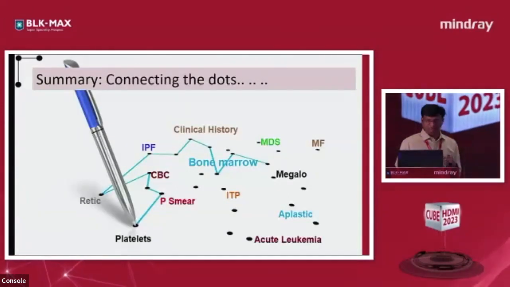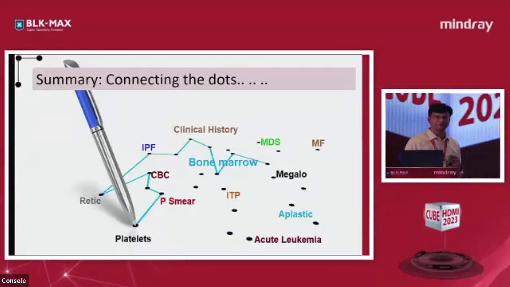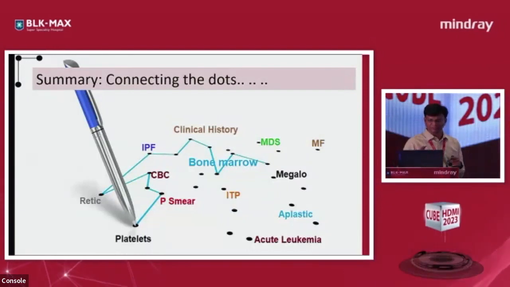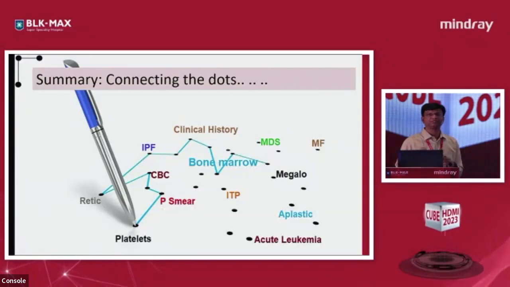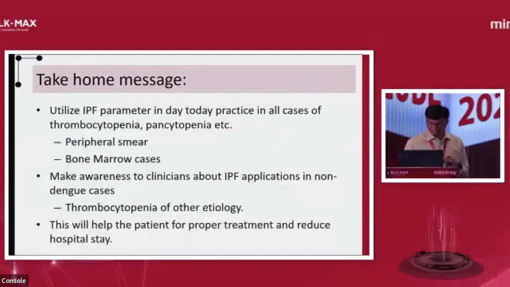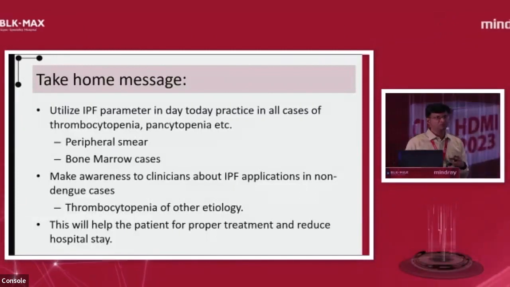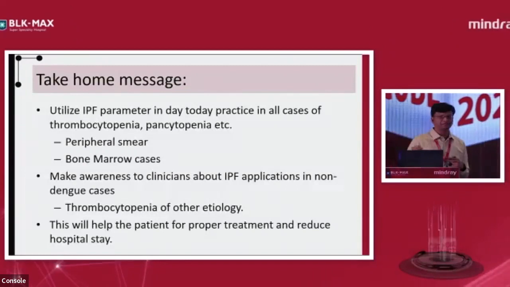And this is how we try to connect the dots. We have the data, we have a peripheral smear, we have a CBC. You just have to look into all the parameters along with the relevant clinical history and the bone marrow findings. We can connect the dots to the various etiologies. And this is my take-home message: use these parameters in your day-to-day practice. Definitely it will help you.